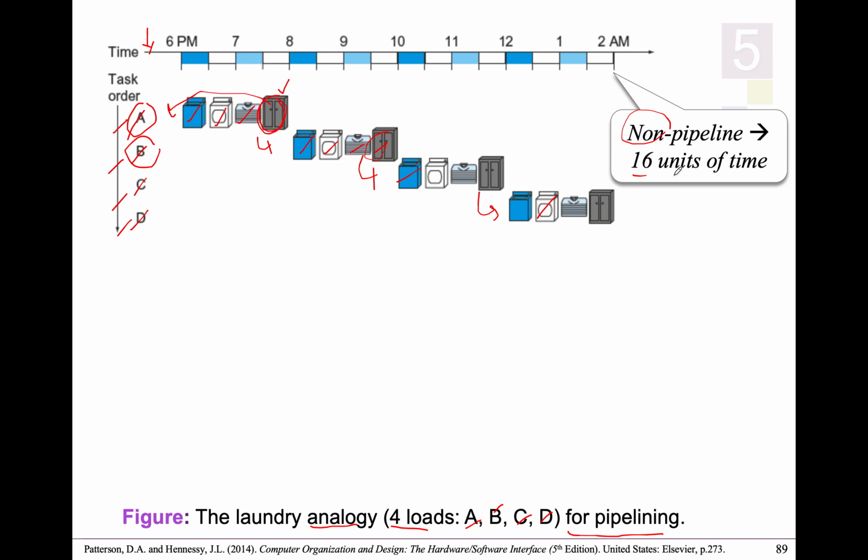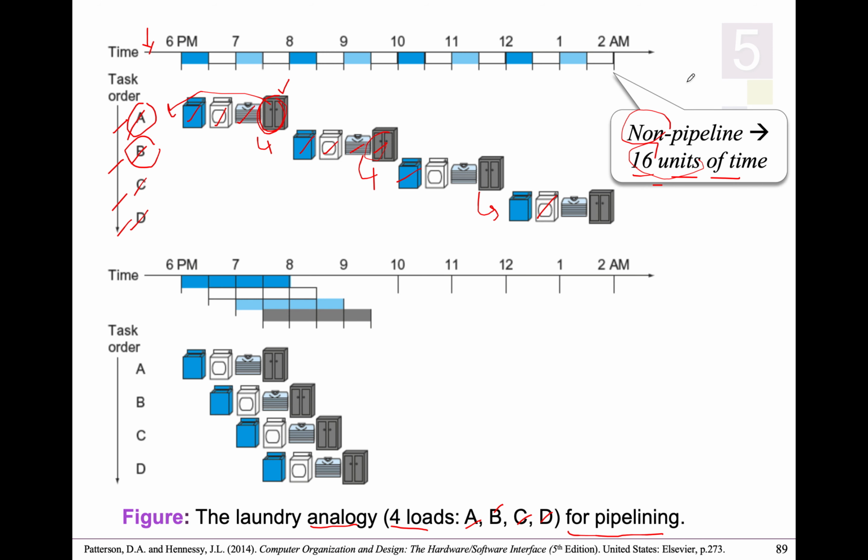Non-pipeline, which is 16 units of time. This is the duration maybe that you need to take. But if let's say you have the non-pipeline, what are you going to do?